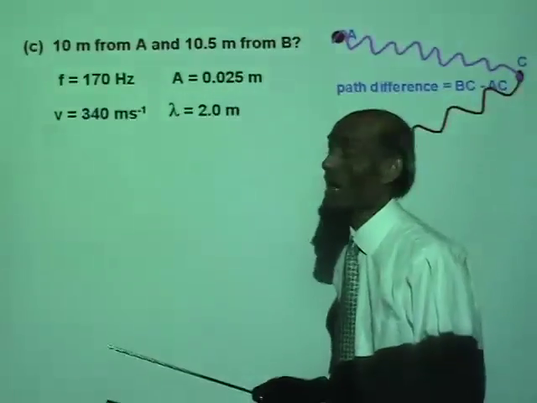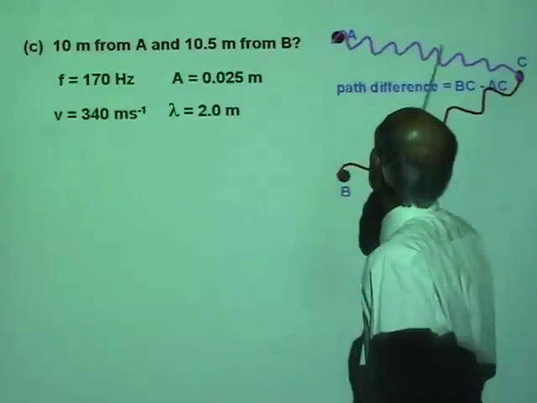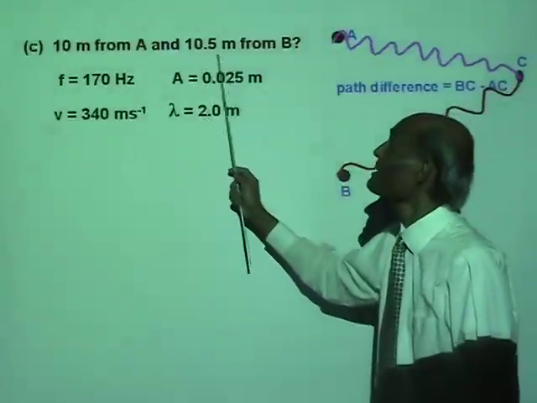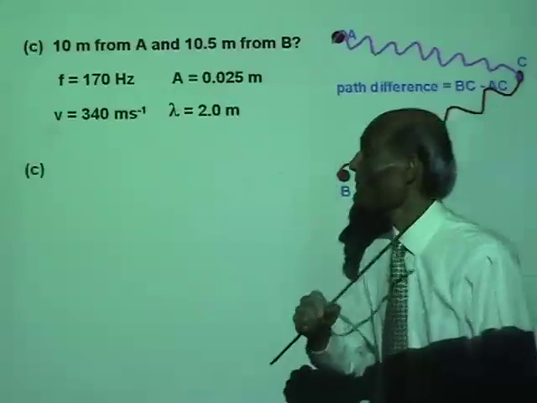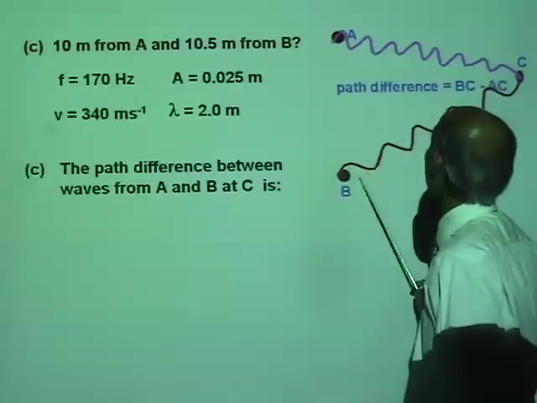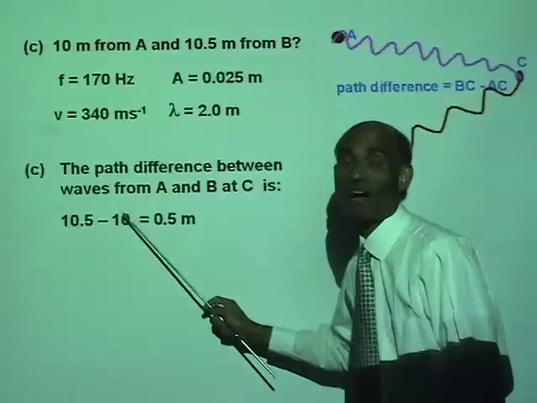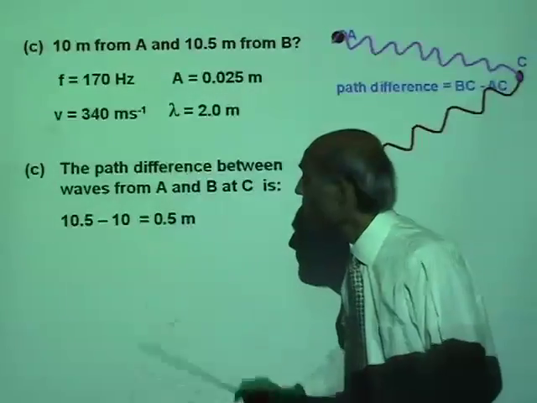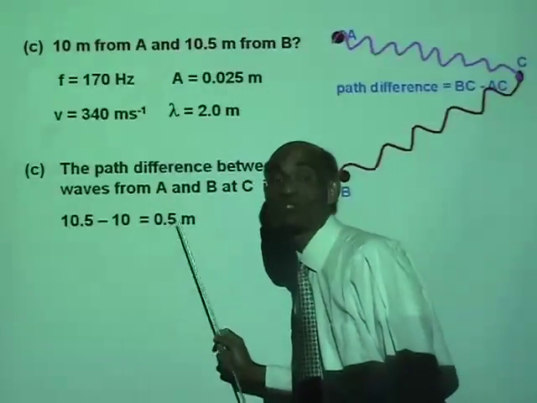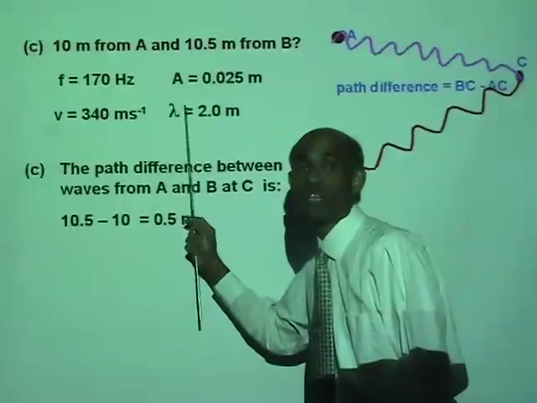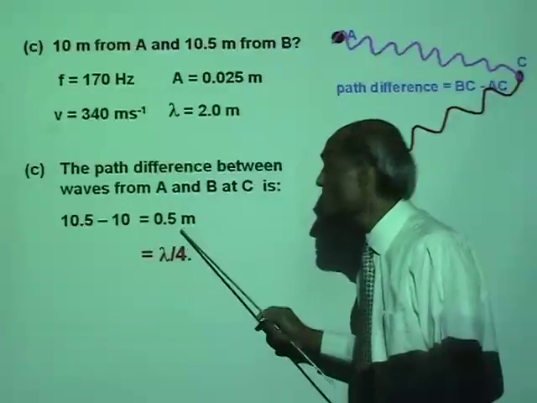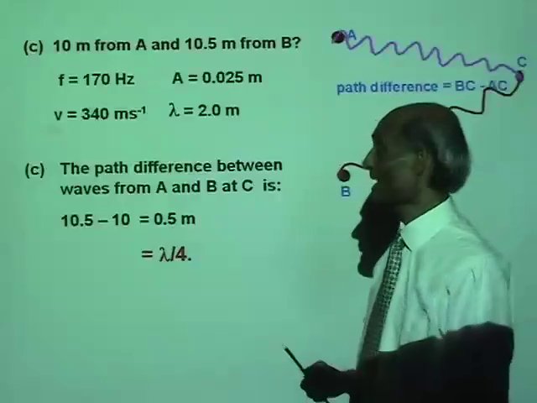Alright, let's do now the C part. Distance from A to C, distance AC is 10 meter. Distance BC is 10.5 meter. What is the path difference this time? The path difference between AC and BC is 10.5 meter minus 10 meter, that is 0.5 of a meter. Tell me, what part of a wavelength is this 0.5 meter? A wavelength is 2 meter. Therefore, this path difference of 0.5 meter is equal to a quarter of a wavelength.